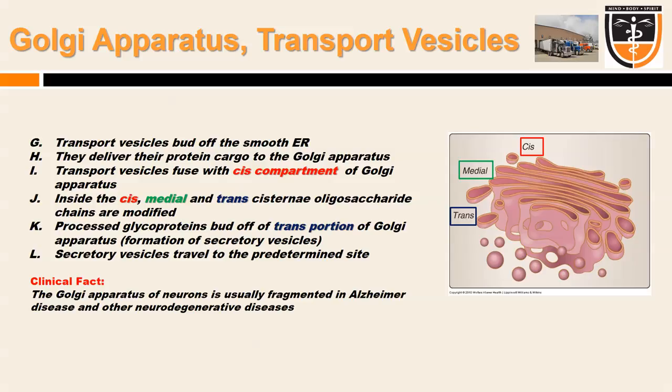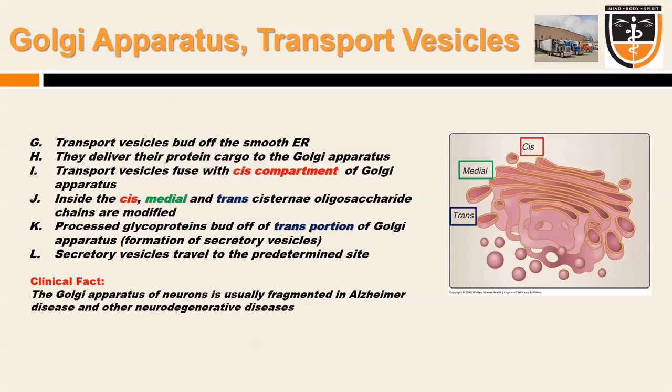And they will now bud off of the trans end, being surrounded by the same membrane as the Golgi apparatus. And they will form secretory vesicles. These secretory vesicles will now travel to a predetermined site in the cells where they're going to be utilized.